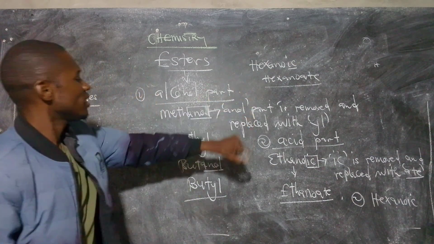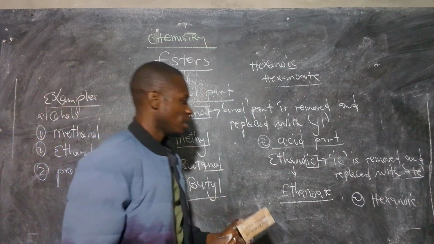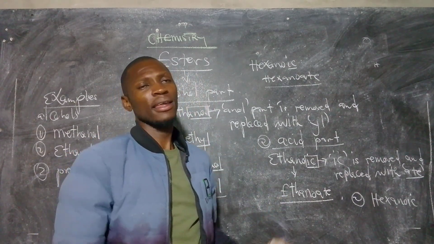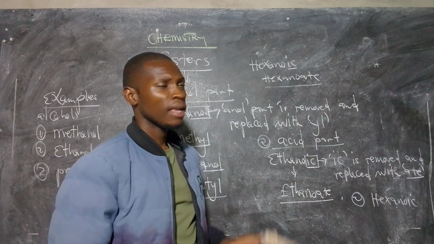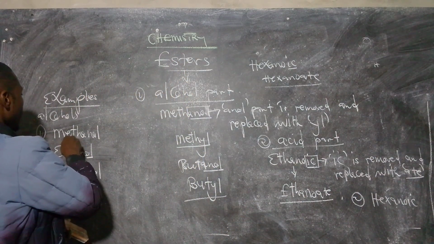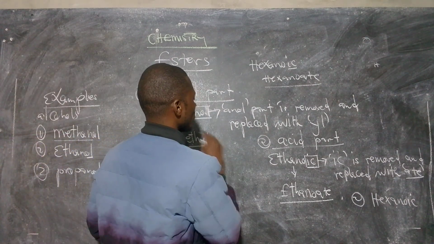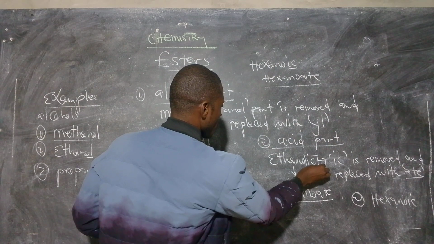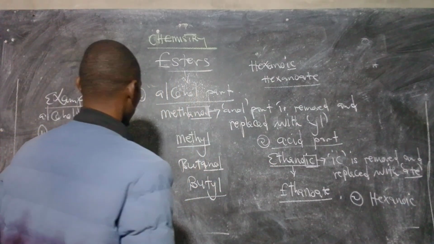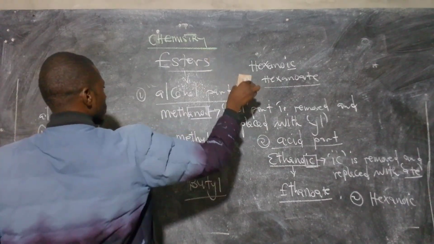Okay, so having done this part, we can now say the part of making an ester is done. If I want to make an ester, if I react methanol and methanoic acid, so methanol and methanoic acid, okay.